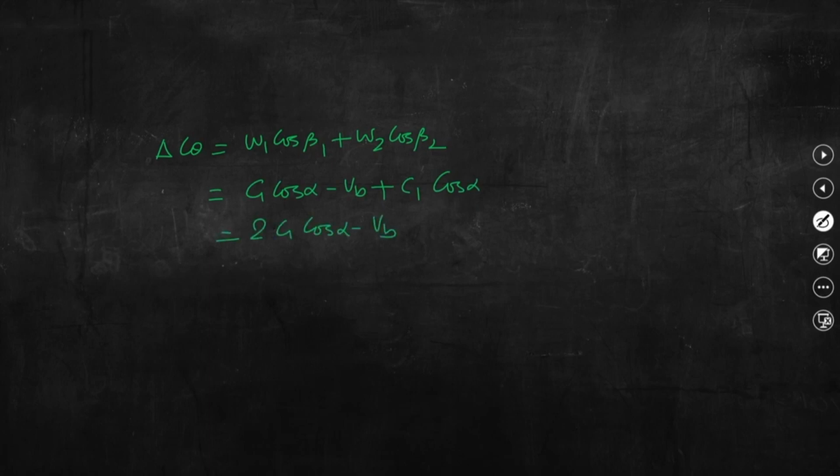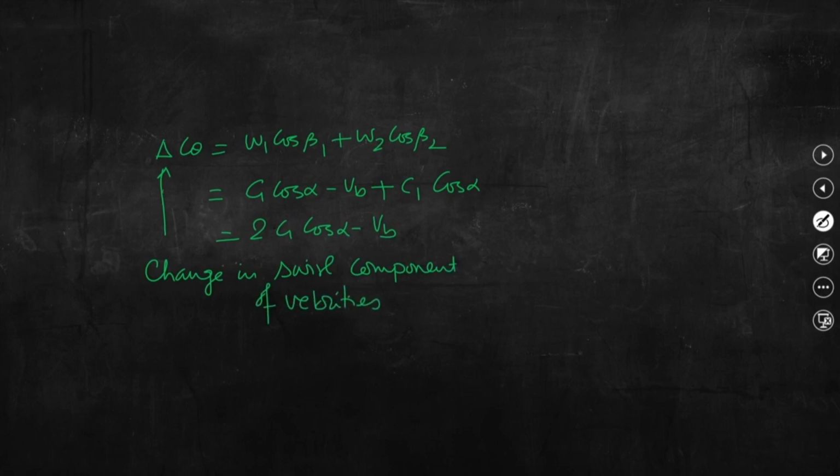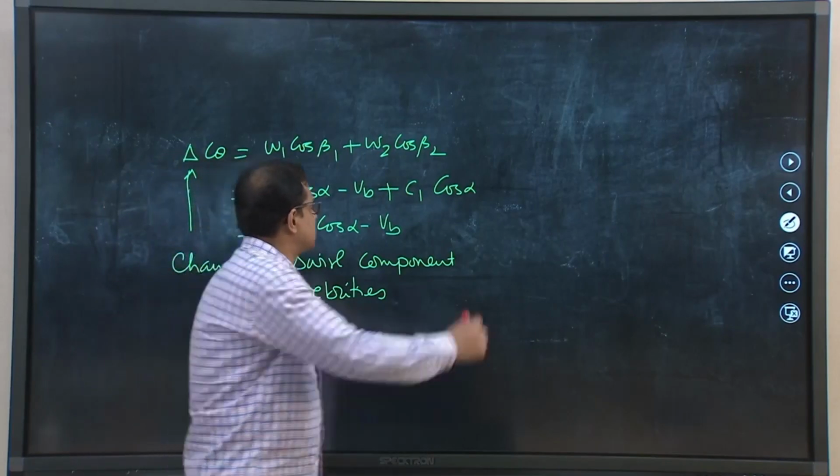So, this is basically 2 C1 cos alpha minus V B. So, we can understand that this change in component of velocities, that is delta C theta equal to 2 C1 cos alpha minus V B. So, we can calculate delta C theta which would be responsible for the tangential thrust.